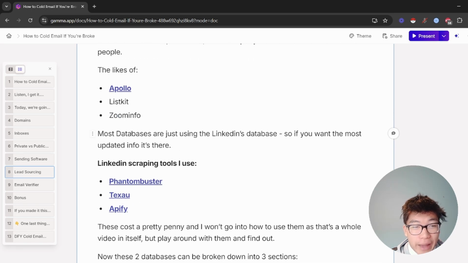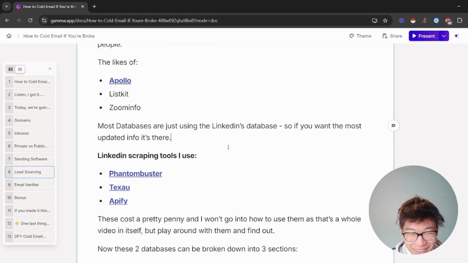So most databases just use LinkedIn's database. So if you want the most updated info, you just have to scrape LinkedIn. The reason being is databases go out of whack. It's basically impossible to stay up to date with 300 million people. The software backend cost on that, don't even get me into that. The cost wise is crazy.